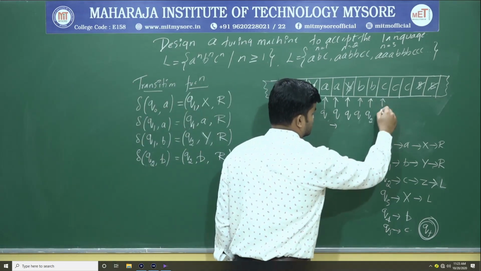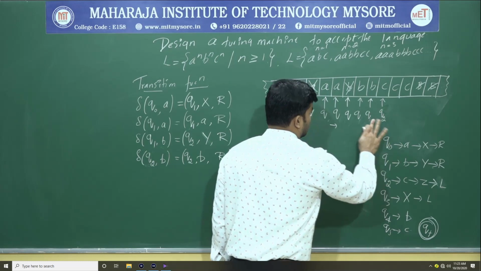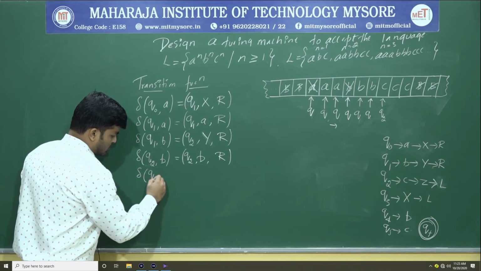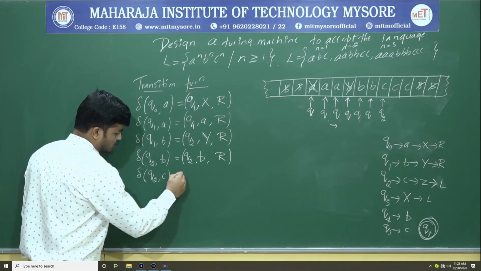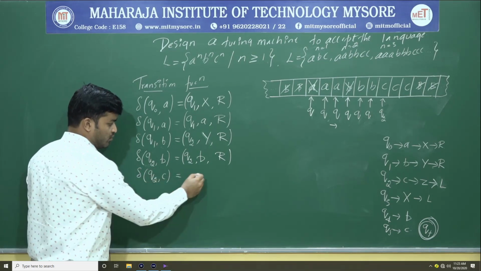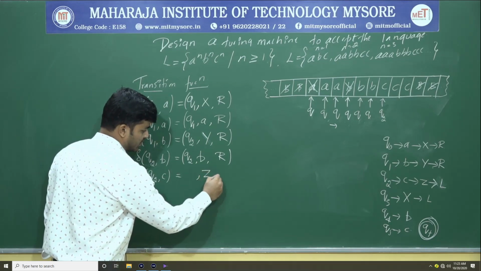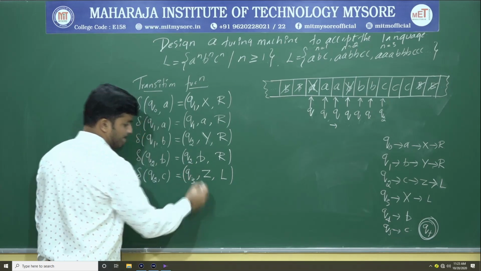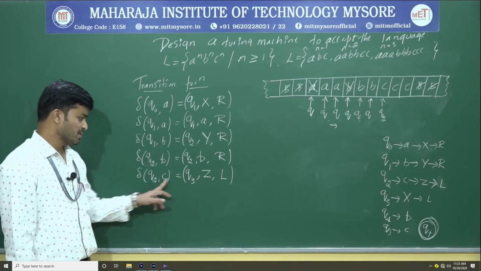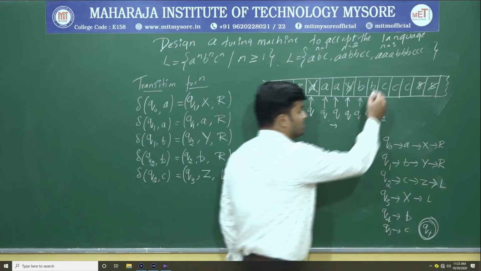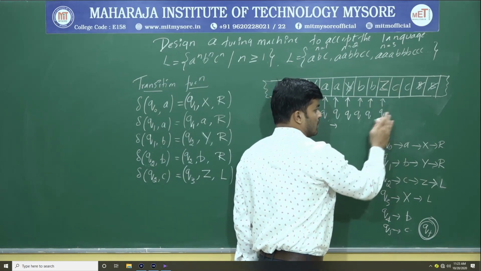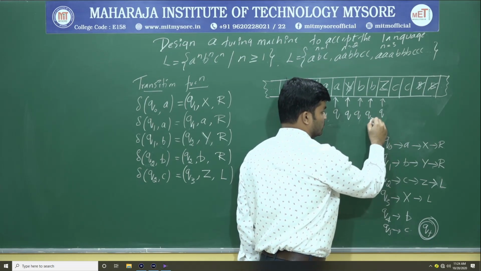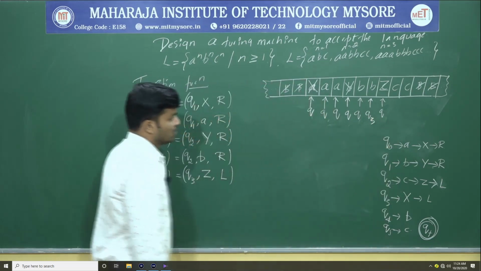So it will come over here. Okay, so now Q2 upon C. So delta of Q2 comma C. So now it is going to replace C with special symbol Z and it will move what? Left hand side by changing state to what? Q3. Okay, C will be replaced with what? Z, and it will move at left hand side by changing state from Q2 to Q3. Okay.